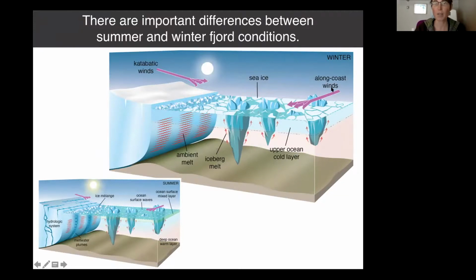And we develop stronger winds in winter, both these along-coast winds and over here with our katabatic winds. We also have sea ice coverage. In Sermilik Fjord, we don't see full sea ice coverage, so we generally do have these areas of open water as well. And because we have these higher winds, we get bigger waves in winter in those open water areas, which influence some of our melt processes.